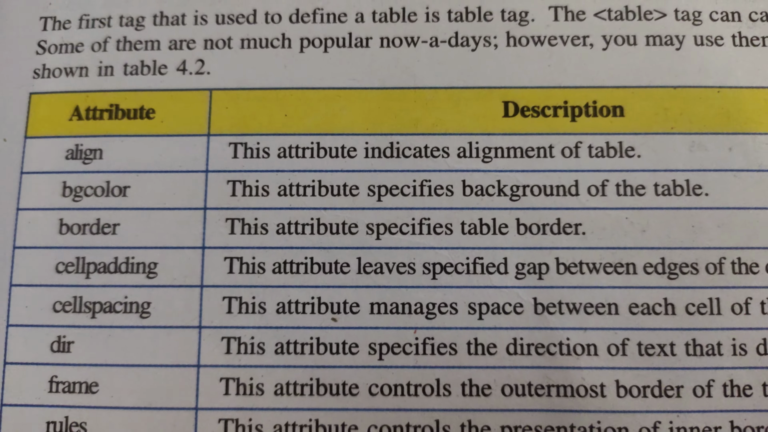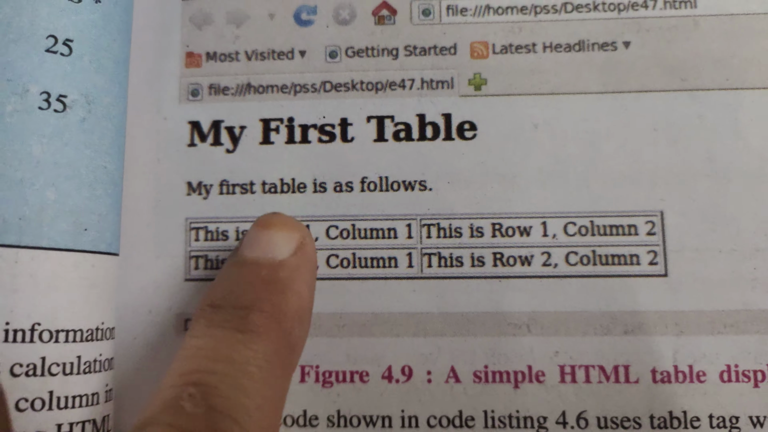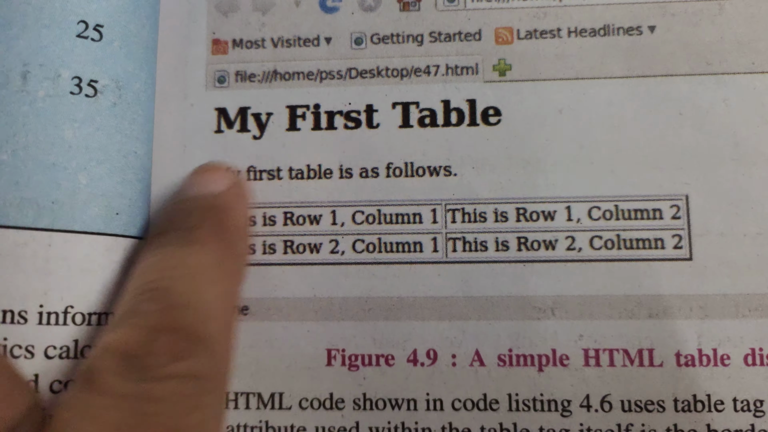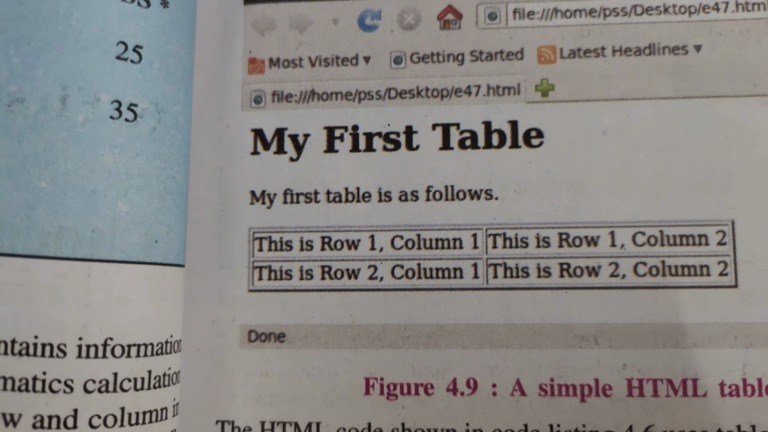BG color. This attribute specifies the background of the table. BG color specifies the background color. See, this is the background. If you want it in blue color, the blue color will be in your BG color command. Then comes border. This attribute specifies the table border. You can see, this is the border, given this size. The border of which color you are mentioning, how many columns, how many rows you are mentioning in that.